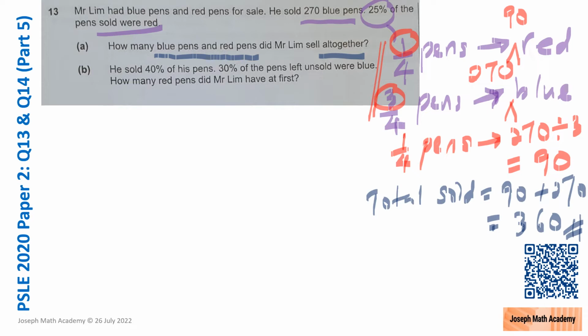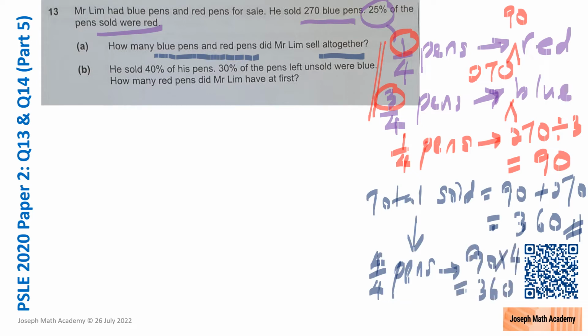Or you can do A in this way. If 1 unit is 90, if 1/4 of the pens sold is 90, then the whole pens sold should be 90 times 4, which is 360. So there are two ways of doing part A.